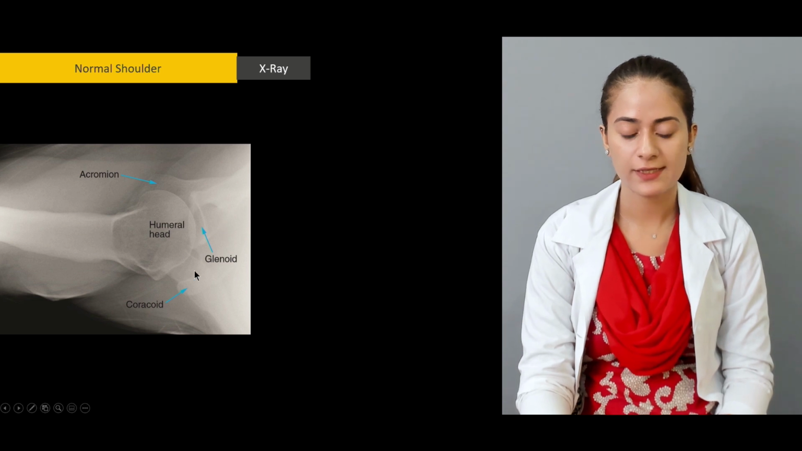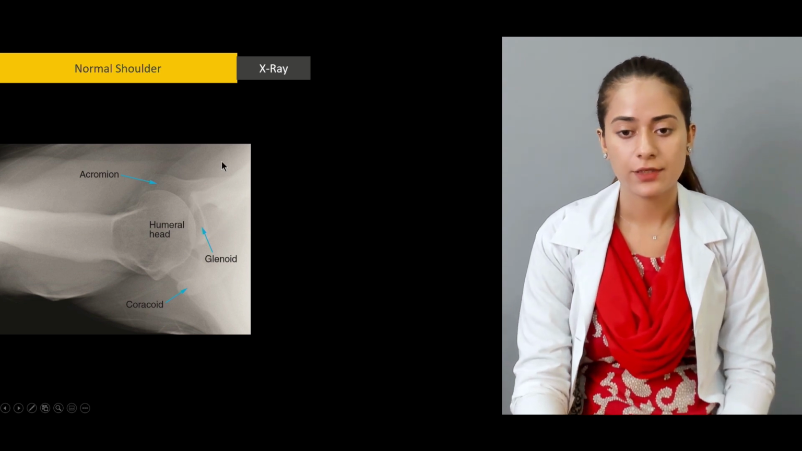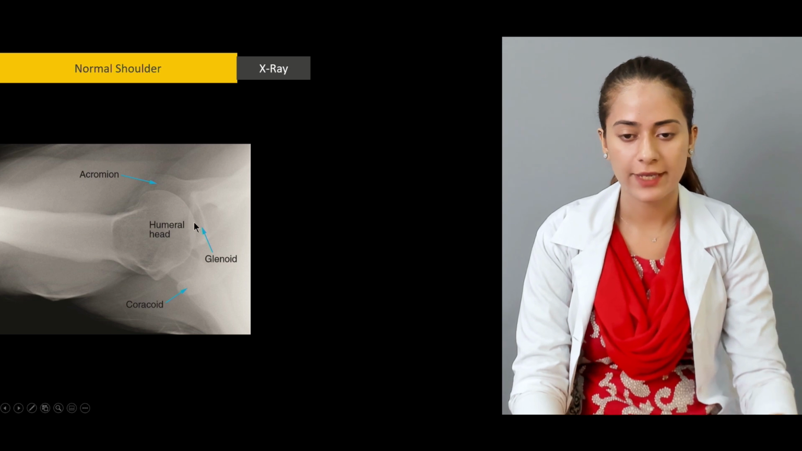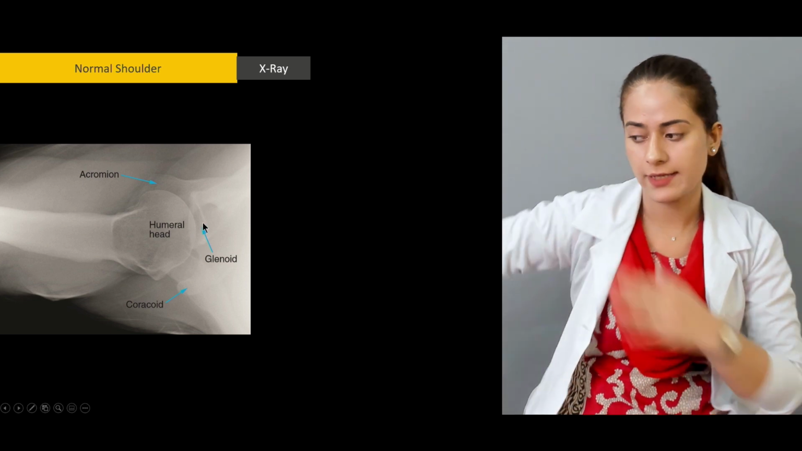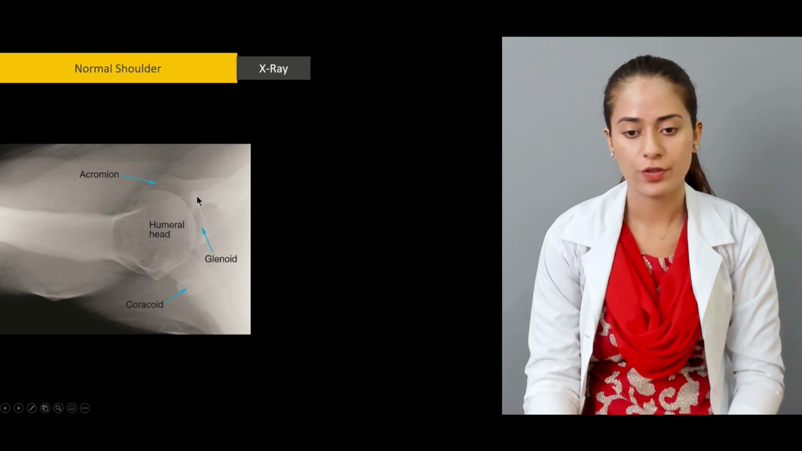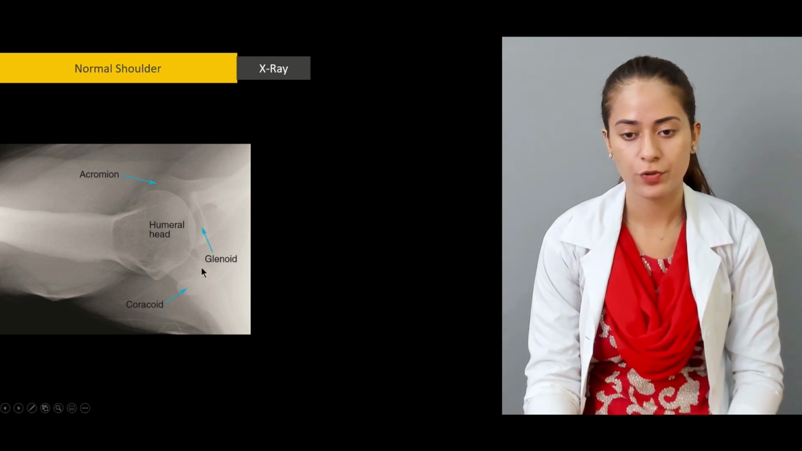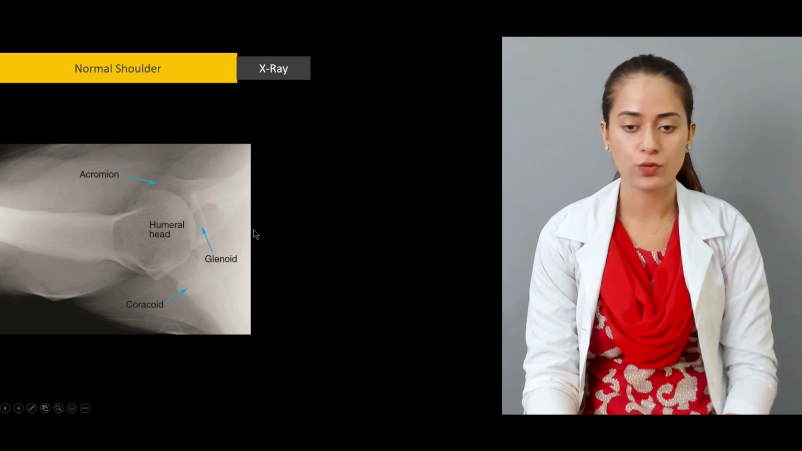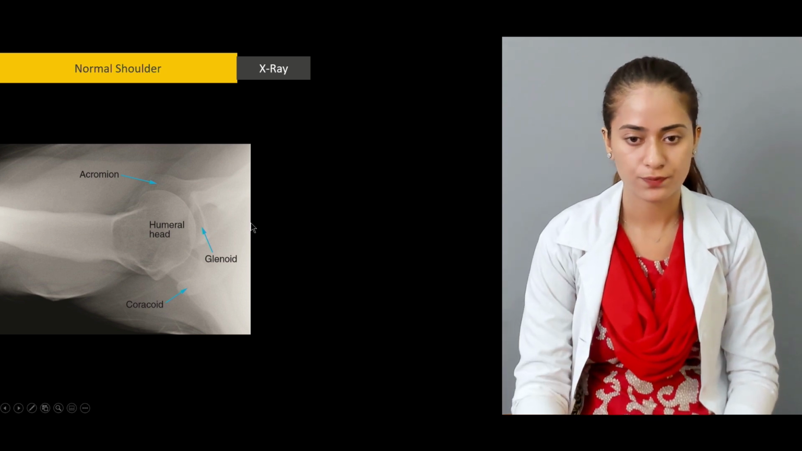Okay, so this is the axial view. Axial view, this is again a normal X-ray. So this is how it is taken. This is the axial view with the humeral head, the coracoid process, glenoid, and acromion. The clavicle is not very well visualized in this axial view.